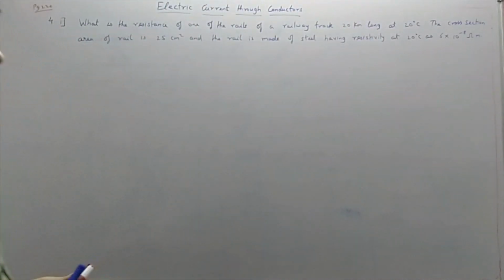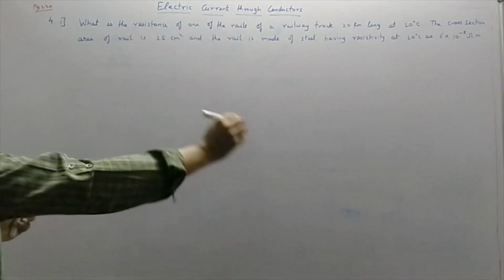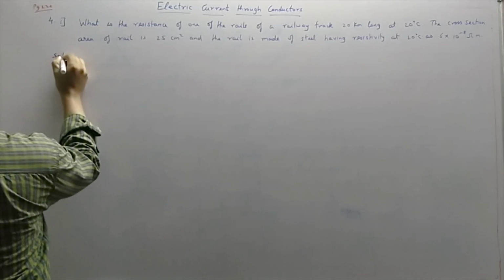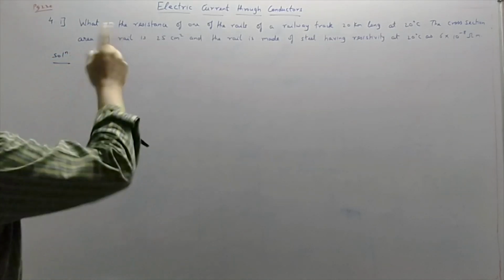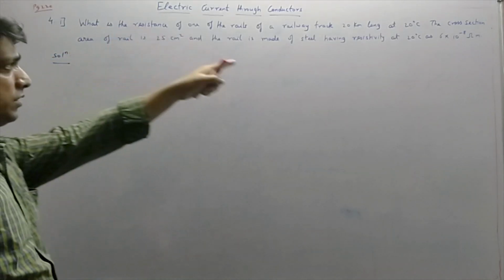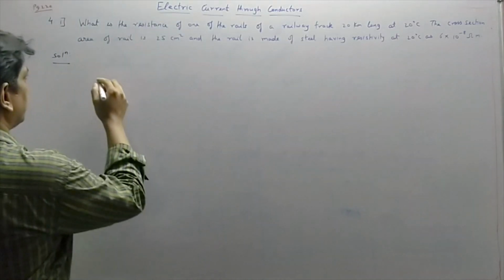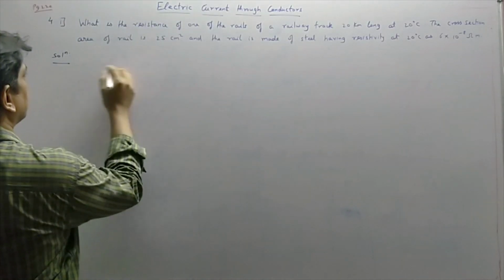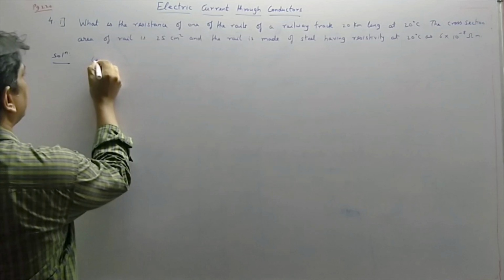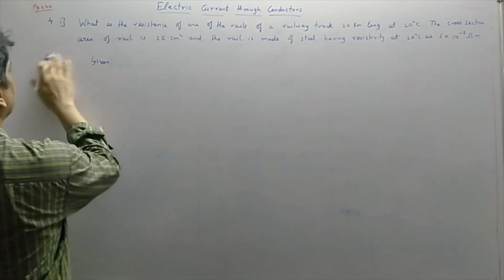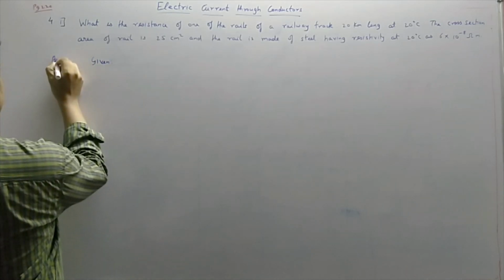So for resistance, which formula are we going to use? It is a very simple sum. We have the relation between resistance and resistivity, and we know the formula for resistance. So let us write the given data.